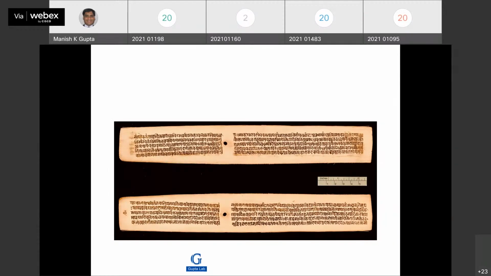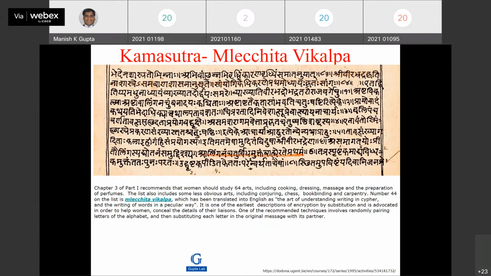I hope you will not be able to understand what is written here, by the way. But there are a lot of written documents in India which were found. One of the famous ones is Kama Sutra, where they talked about Mlecchita Vikalpa. Mlecchita Vikalpa was something that you need to learn. Everybody has to learn. Okay.